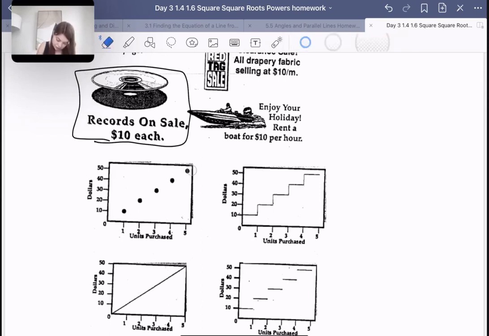And also, you can't really buy half a record. You can't say, oh, I would like to buy 3.5 records, please. Well, no, they're not going to just cut up one of their records and sell it to you because no one would buy the other half, right? A half a record is worthless, right? So, therefore, I would say records on sale, $10 each, would best go with this one.